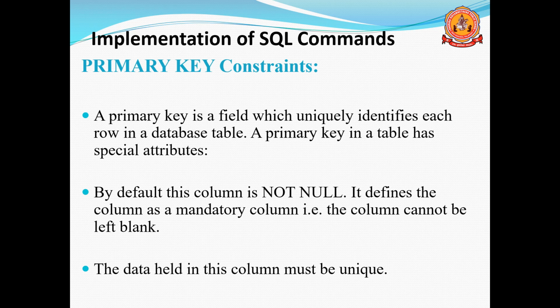If you give a column as a primary key, you should provide some data, and it defines the column as mandatory. The column cannot be left blank. When you enter the data, you should provide data for the primary key column. Next, the data held in this column must be unique, like a unique constraint. Unique and not null are combined together in a primary key. Duplicate values are not possible.